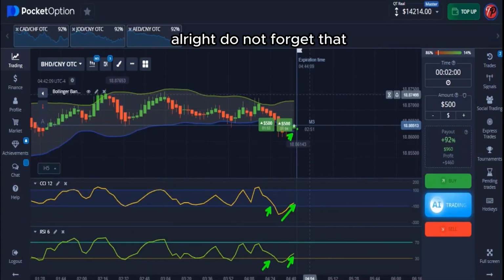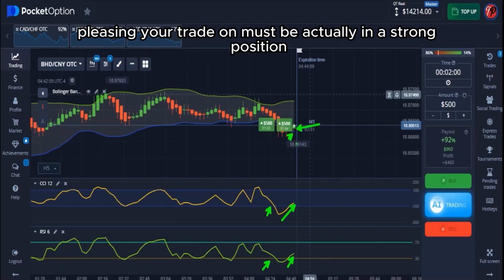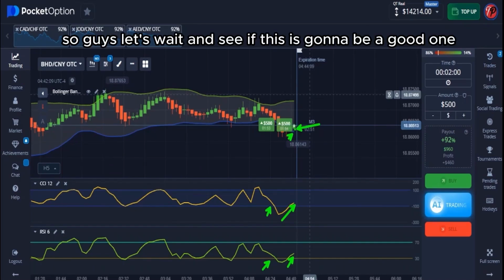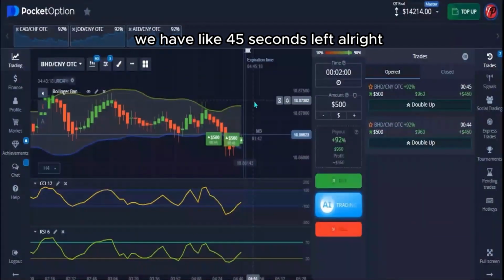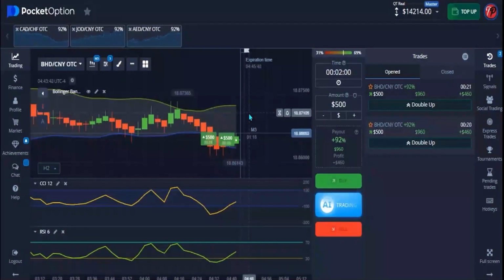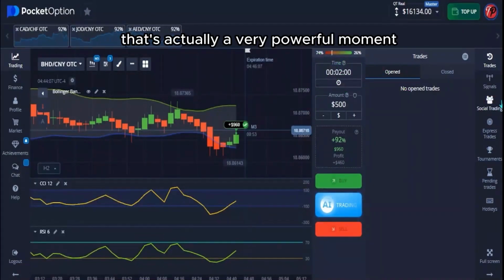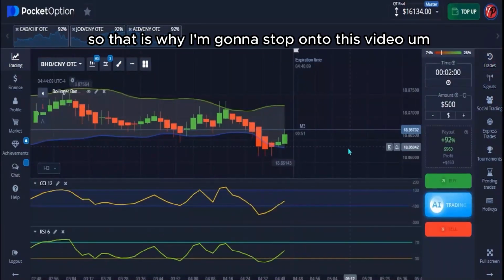All right, do not forget that the candlestick you're placing your trade on must actually be in a strong position, giving you a reverse position before you enter a trade. So guys, let's wait and see if this is going to be a good one. We have like 45 seconds left. All right, that's actually a very powerful moment. So guys, this is where I'm going to stop on today's video.